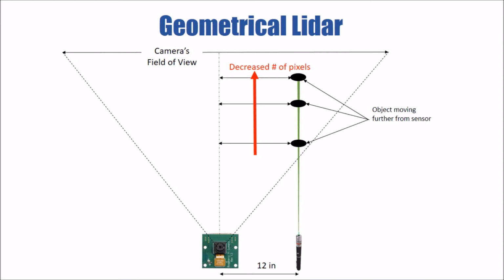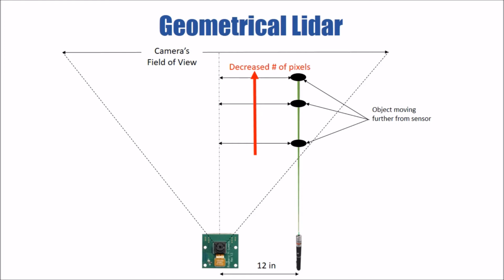This system uses a geometrical LiDAR technique that relies on the distance between the camera and the line laser. The line laser reflects off of the object, and the center of this line can be seen in the camera's field of view and identified using color masking in OpenCV. As the object moves further away from the camera and laser setup, the reflective light moves closer to the center of the camera's field of view.